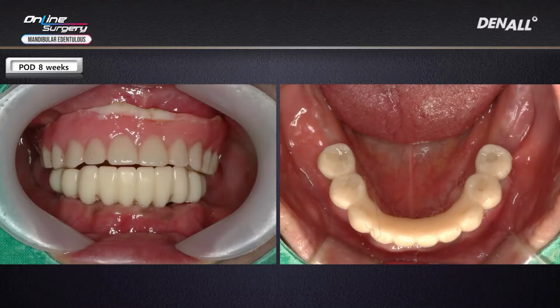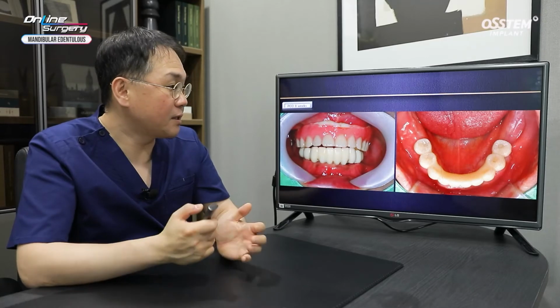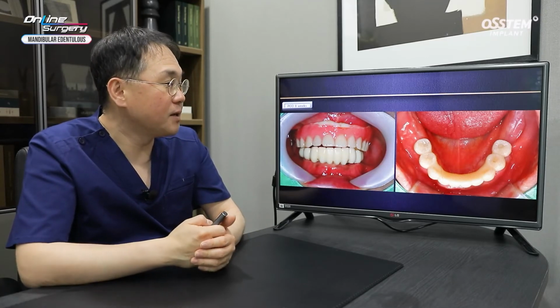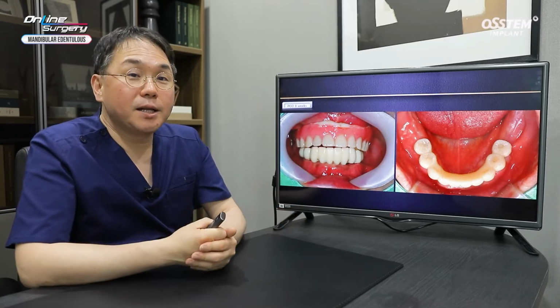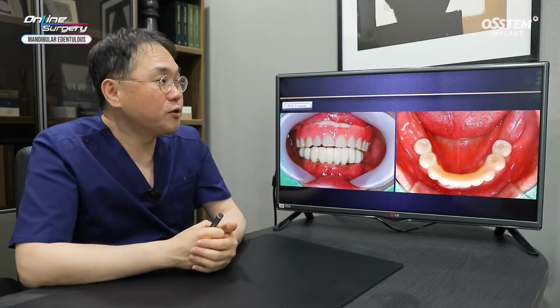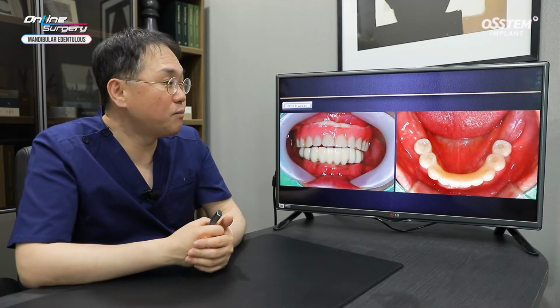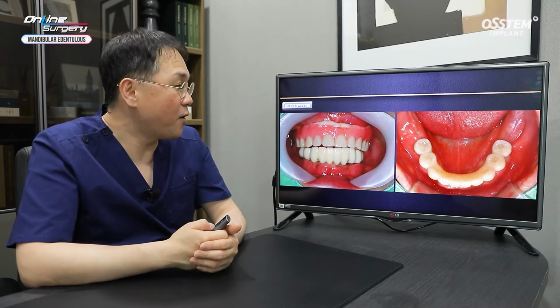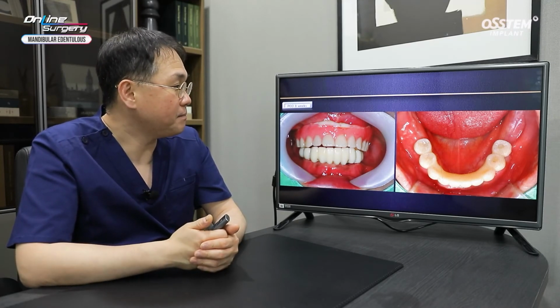This is the follow-up at the 8th week. Occlusion is well maintained. The newly formed vertical dimension, the patient has become accustomed to it and is masticating well. At the 8th week follow-up, overall cleaning was done. Healing abutment was not connected on the posterior area because primary stability was not good. Cover screw was connected in number 6 and 7 on both sides.